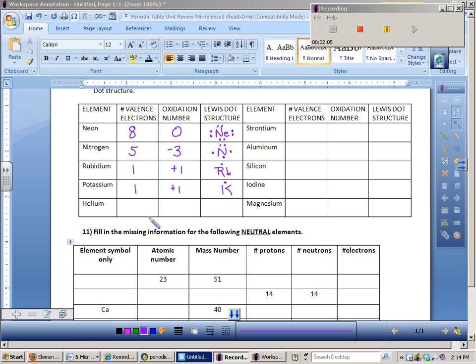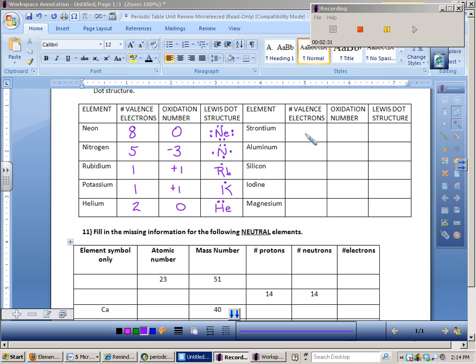Helium's next. He's the exception that we have. Helium, recall, only has 2 valence electrons because he's on that first energy level, and it only holds 2. His oxidation number is 0. We wrote that at the top of the column. He's a noble gas, and they do not give or get electrons. His Lewis dot structure would be a capital H with a little e with 2 paired electrons.